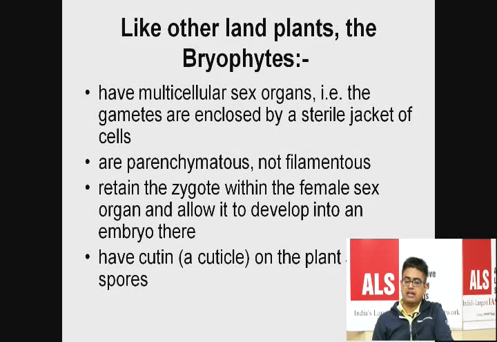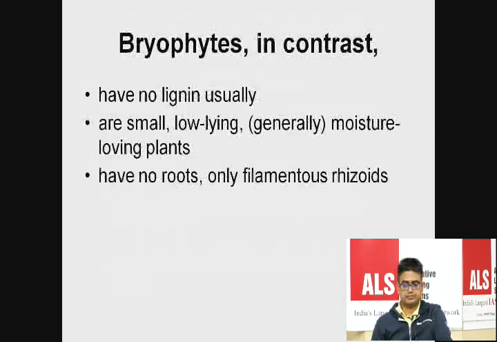Like the other land plants, bryophytes have multicellular sex organs. Basically parenchyma type cells are found there, and they are not filamentous. The zygote grows into embryo, and they have a cutin-like thing on their surface. They have no lignin, so no woody structure is present in any Bryophyta, no exception. They are moisture-loving plants. No roots are there. Only root-like, stem-like, and leaf-like structures are present.